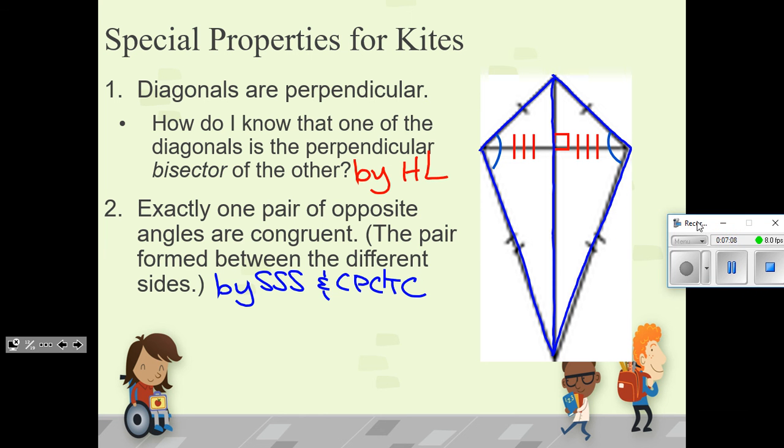So basically, this side and this side are congruent. These two diagonals are perpendicular, and this side is also congruent. And then this will be side, side, side, and CPCTC. You can apply that to see that there is one pair of opposite angles, right here, this angle and this angle, that are congruent.